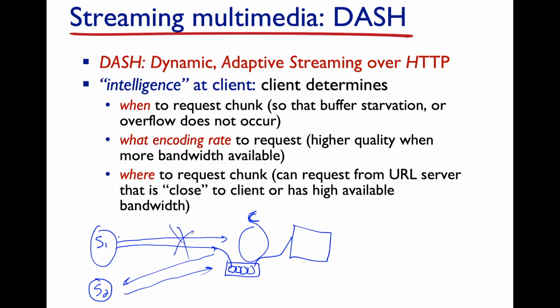Should something happen to that connection to server instance 1, it can always switch to another server instance, and that could be because that connection is broken, or if the bandwidth has degraded beyond a certain point, it might just choose to switch to a different server instance, perhaps in a different data center.